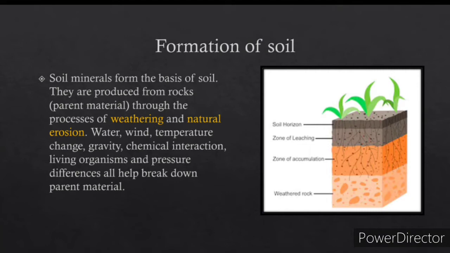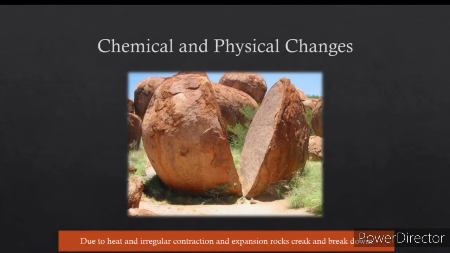Here you can see in this slide the first, topmost layer, that is the soil horizon, then the zone of leaching, then the zone of accumulation, and then weathered rock. The first factor that affects weathering is chemical and physical changes. Here you can see in the slide, due to heat and irregular contraction and expansion, rocks crack and break down.